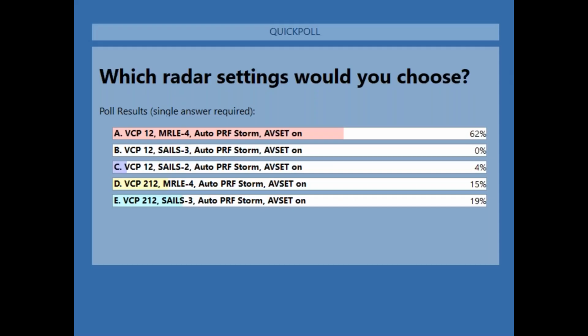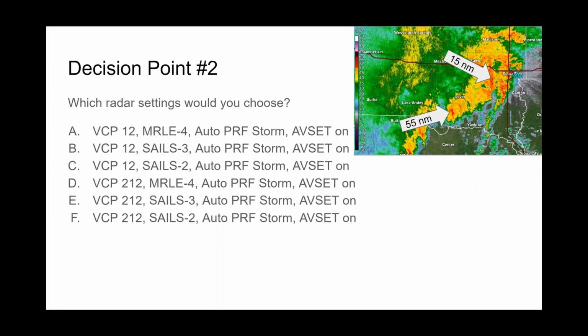VCP 12 again is going to give you that faster repeat time. Merl 4 is almost definitely the optimal option here. Maybe one of the only cases where you would opt for Sales is if you know that tornadoes are ongoing and you want to quickly and easily track their intensity, based on a lot of the research that we've looked at or that has come out in the past 5 years. But for this case, I think we don't have tornadoes ongoing just yet, to my knowledge. We're going to want to closely monitor Merl 4, almost definitely.